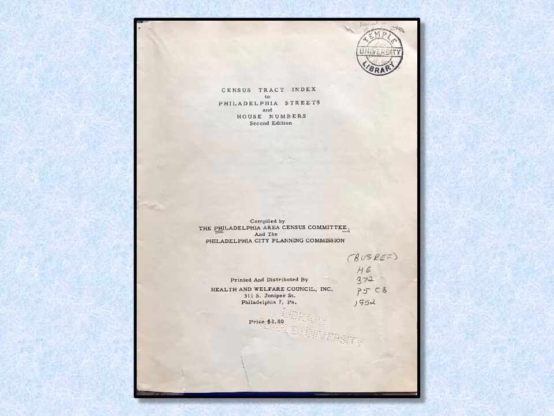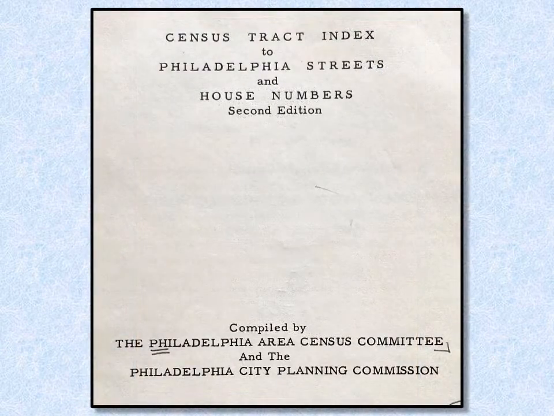So here is the frontispiece page. I'll blow it up for you. When I got this report, I scanned it and I OCR'd it with my iPhone, actually. You can see it's the second edition. The first edition was 1937. So they updated the tract boundaries, and the names of streets, renaming streets, etc.